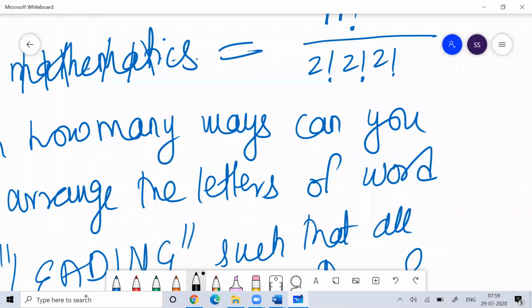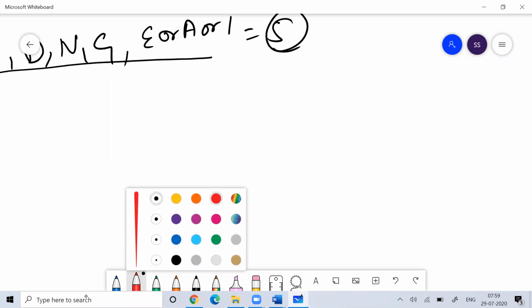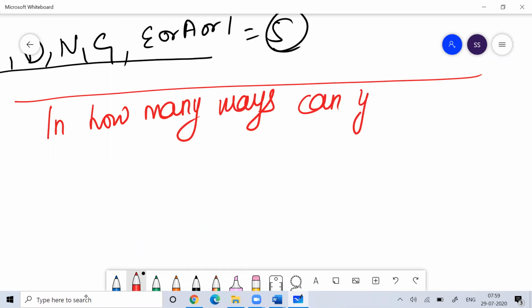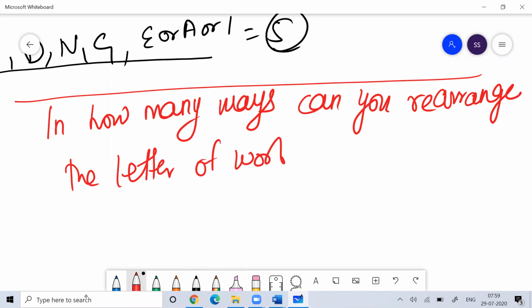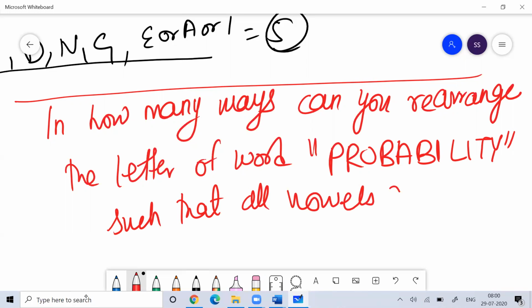Now suppose I ask you this: in how many ways can you rearrange the letters of the word probability such that all vowels are together?